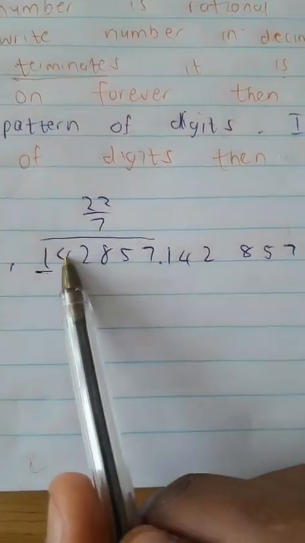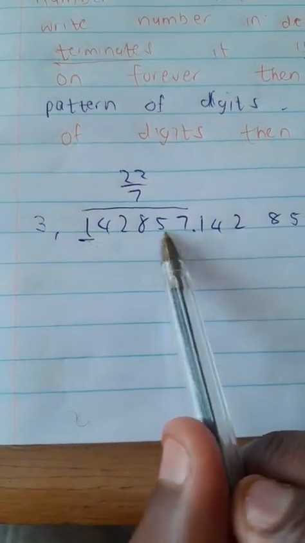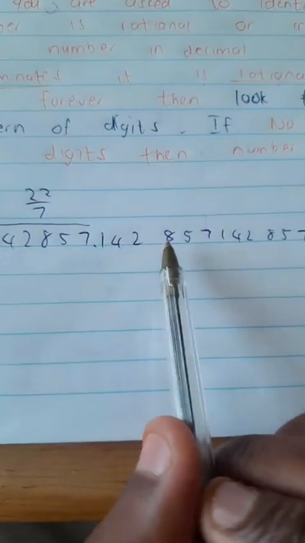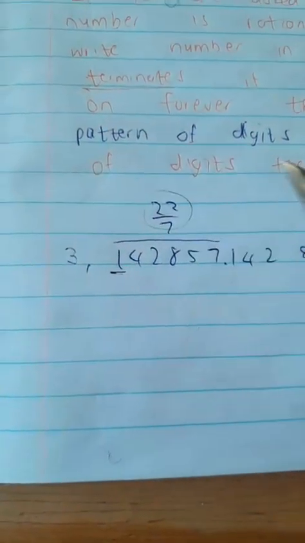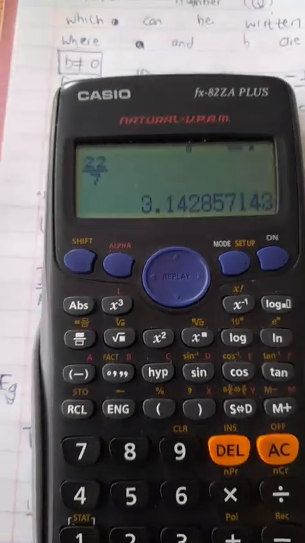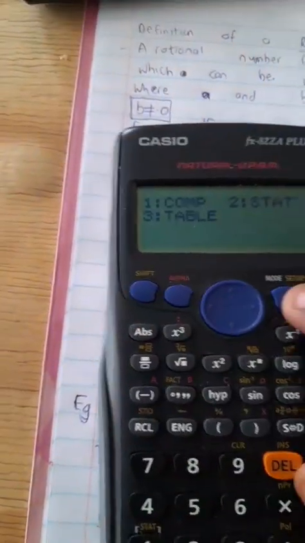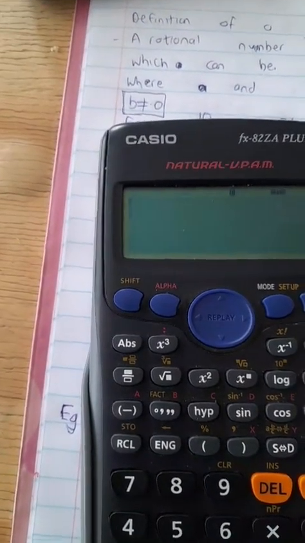But what I want to say is that 22 over 7 written as a decimal, this 142,857 repeats: 142,857, 142,857 for 22 over 7, because 22 over 7 is actually rational, and that is a recurring decimal of multiple digits. Okay, so I hope we are clear about that.